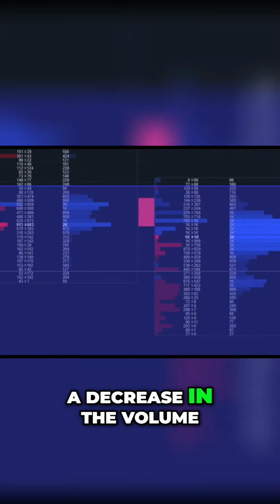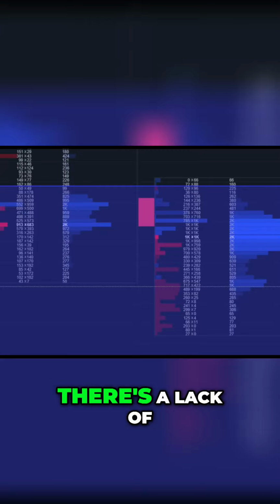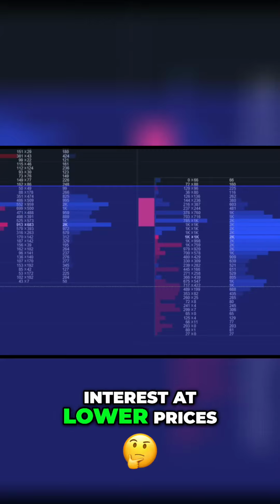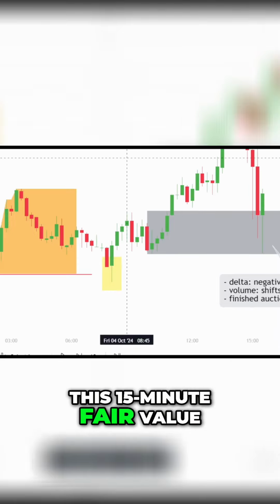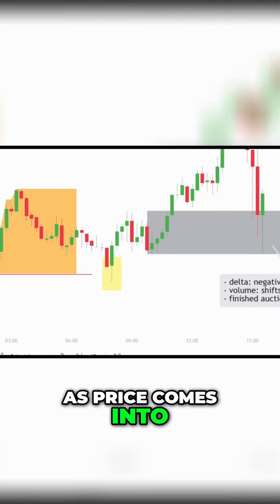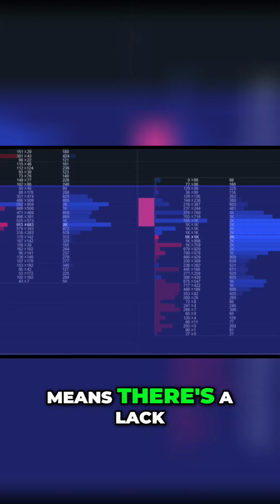When we see a decrease in the volume as price moves down, this shows us that there's a lack of interest at lower prices. So already as a trader, when you're entering a bullish fair value gap, when price comes into this bullish fair value gap over here, this 15-minute fair value gap over here, as price comes into this fair value gap, if we decrease in volume, a decrease in volume means there's a lack of interest.